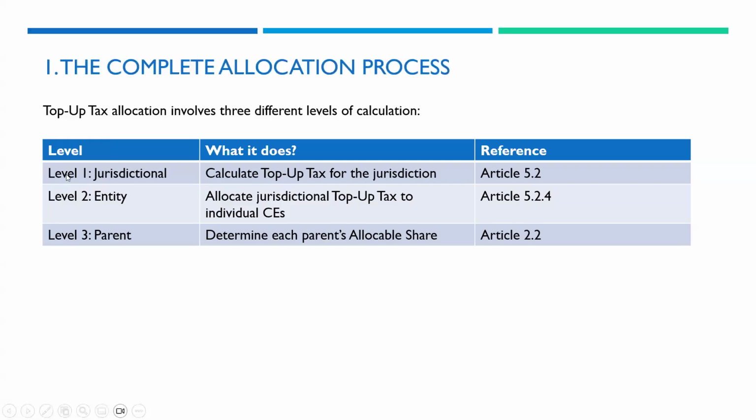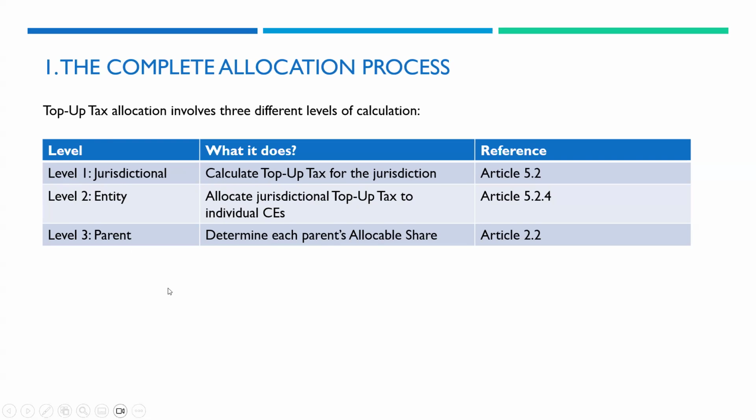So again, first level is always jurisdictional. You have to calculate top-up tax for the jurisdiction. Then you have to allocate this jurisdictional top-up tax to individual constituent entities, and then it goes to the parent level, and then it goes to the UTPR level of other constituent entities. Okay, this is the hierarchy. Since we didn't have a lesson on QDMTT yet, this was not very much stressed.